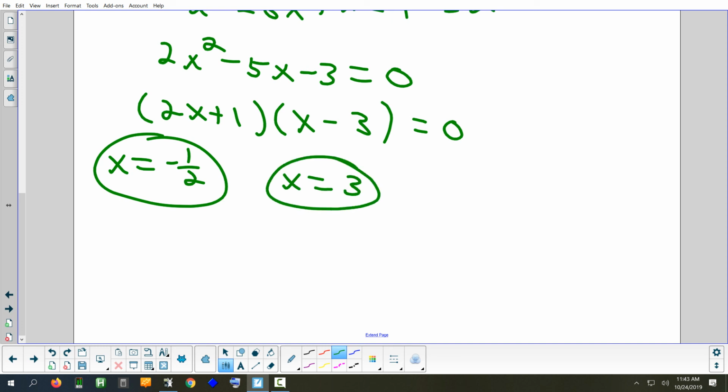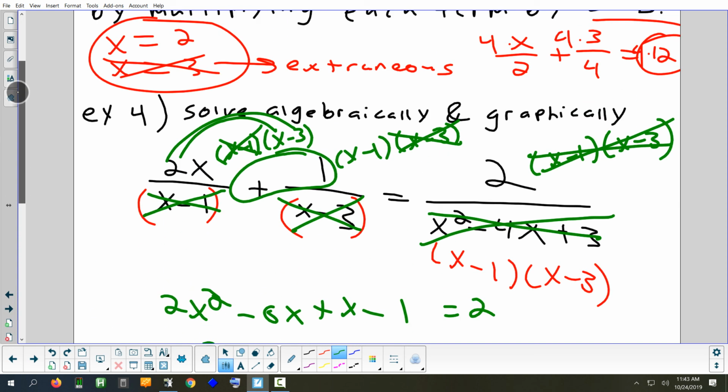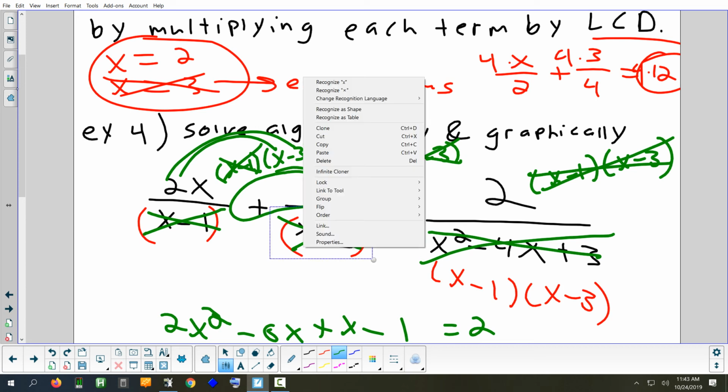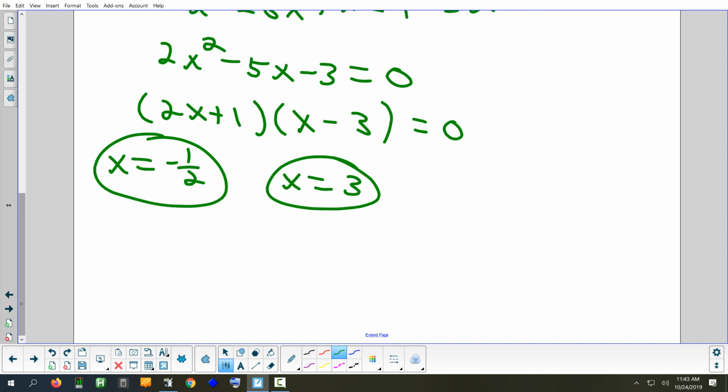Okay. Now we just have to check and see, do they both work? Do they both not work? And usually what happens when they don't work is it would cause you to divide by 0. So let's see. Let's check 3 first. Can't do it. You can't plug 3 into the original problem because you'd have 1 divided by 0. Doesn't work. So 3 is extraneous.